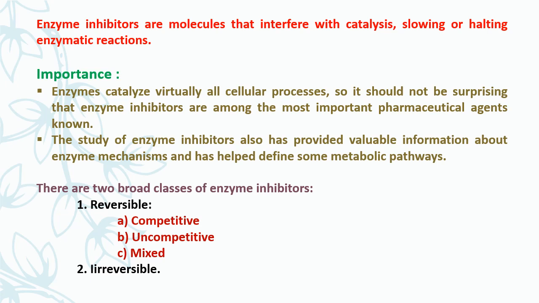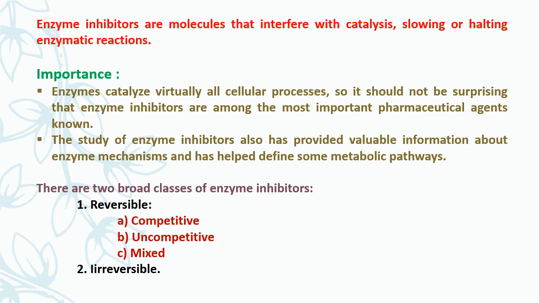So what is the importance? Why should we study enzyme inhibition? Most of the pharmaceutical agents known till now are enzyme inhibitors, because there are so many processes going on in our body, and one or more are involved in the pathogenesis of some diseases. So to prevent that particular disease, we have to identify the key enzyme and halt or slow the reaction. So enzyme inhibitors are one of the most popular and known pharmaceutical agents.